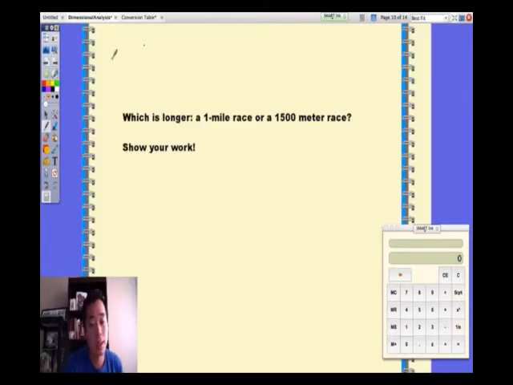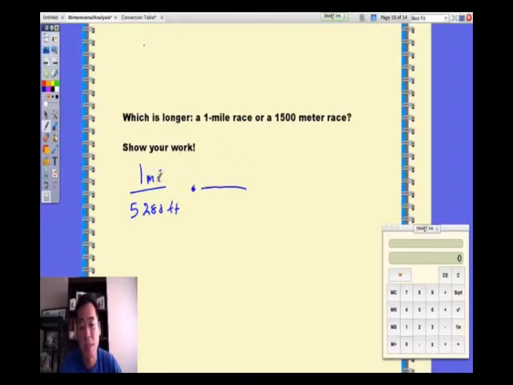Go back to the slide. So I'm going to convert 1 mile into feet. Well, 1 mile has 5,280 feet. Miles is what I need, so I'm going to cancel out the feet and put meters right there. I know that every foot is equal to 0.3048 of a meter, and basically what I'm doing right now is converting 1 mile into meters using feet.